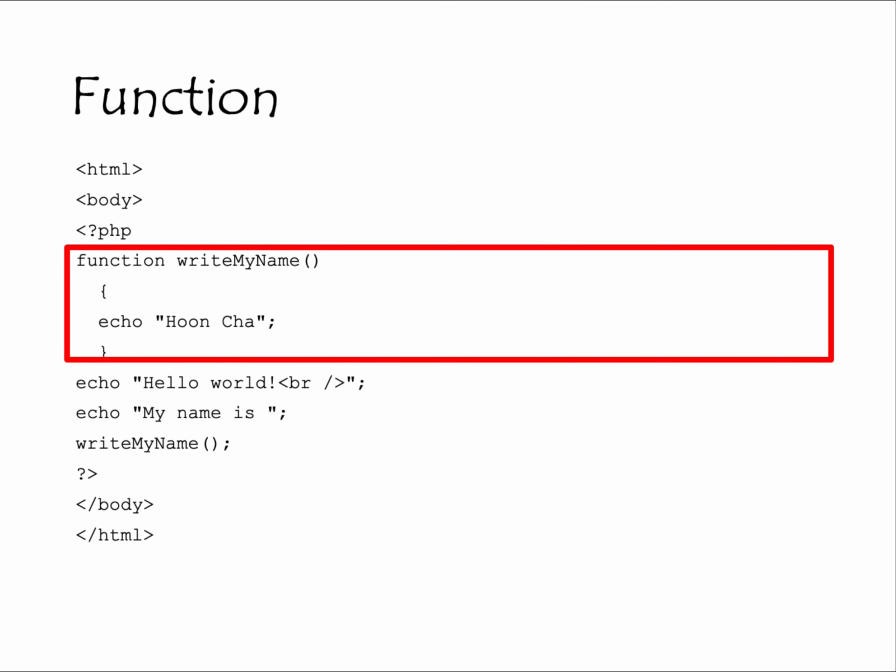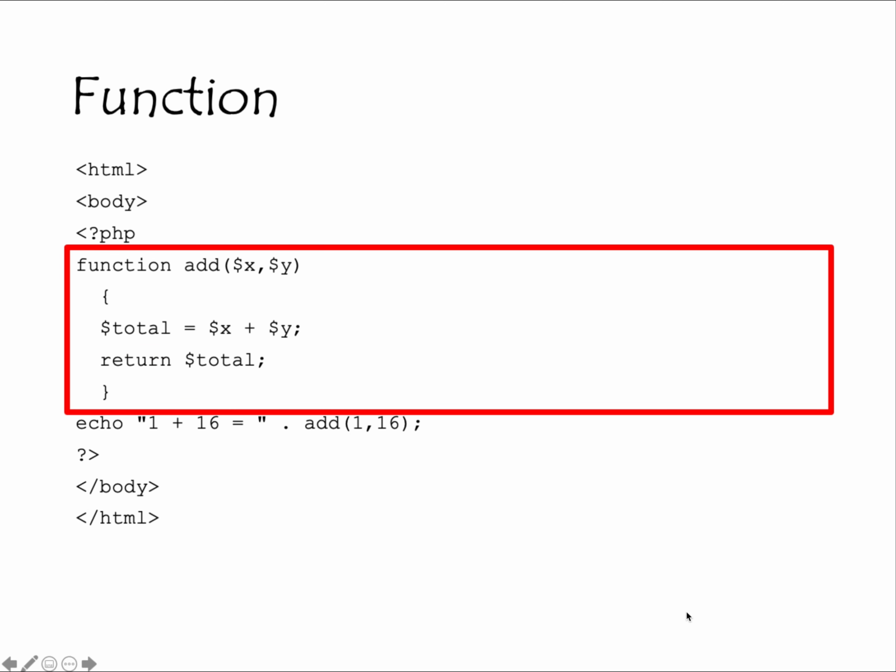So now I would like to show you an example of a function with parameters. In this example, we have another function, the name is add. And again, there is a parenthesis followed by the function name. But in this case, you can see there are 2 variables, $x and $y, separated by a comma. So we can say that this function has 2 parameters, $x and $y.